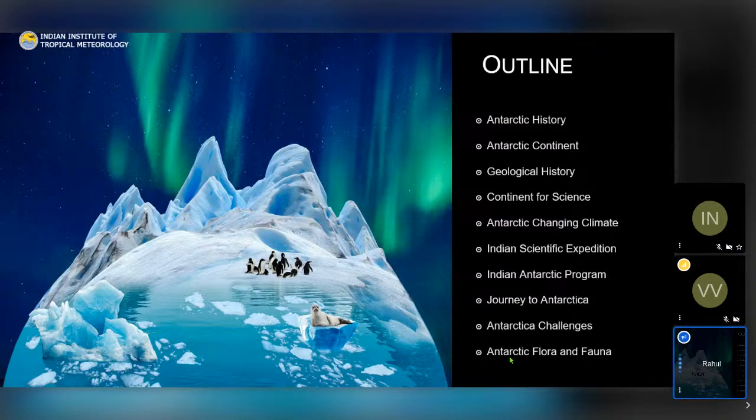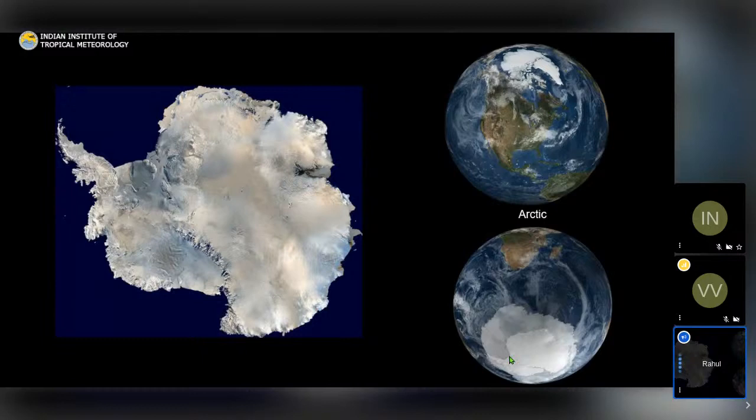So let's see where Antarctica is placed. As you all know, Earth is an ocean planet. Water is in all the three forms in the cryospheric regions: liquid, gas, and solid. Solid in the form of ice and snow. And they are present in Antarctica at the bottom of the globe, or in the Arctic Ocean up above, or also in the Greenland and Iceland region. Apart from that, the mighty mountains.